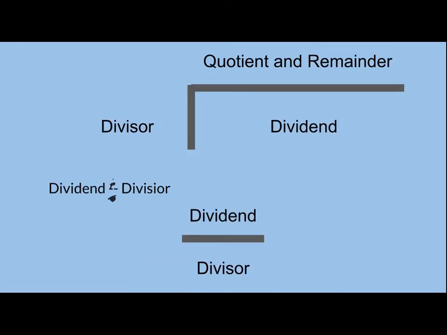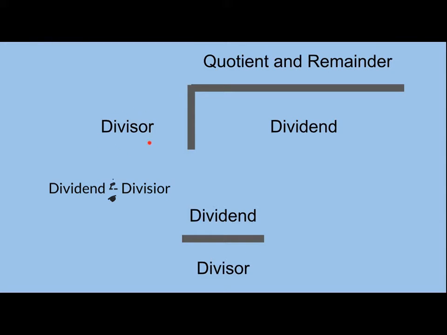Before we get started with how, I do want to talk about some vocabulary words. There are 4 words associated with long division. There is the dividend, the divisor, and the quotient and remainder. The dividend is the number inside the box, or the numerator if it's set up as a fraction, or the first number if it's set up with this. The dividend is the large amount that's being broken up.